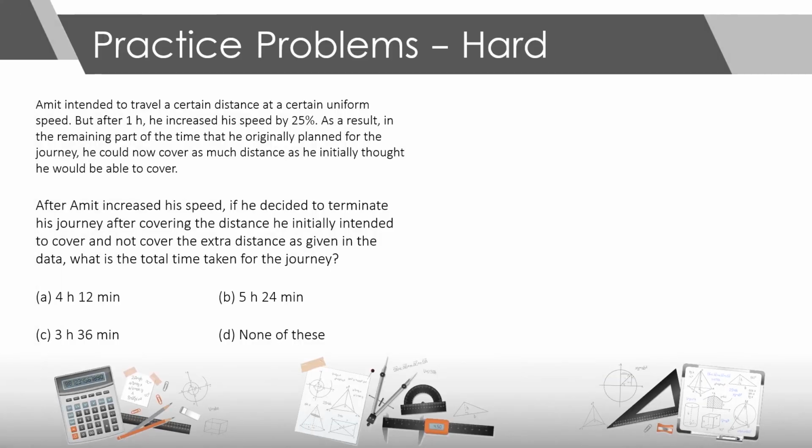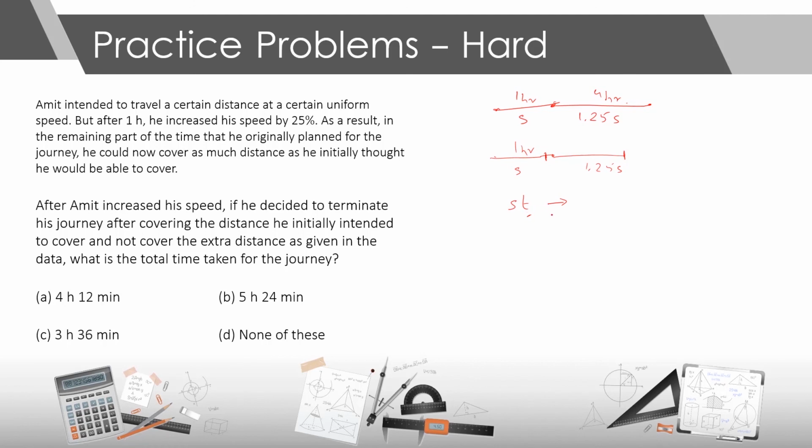In the next part of this question, they are telling us that after Amit increased his speed, so for 1 hour he moved at S. For the next 4 hours, he was moving at 1.25 S. But now they are saying that if he decided to terminate his journey after covering the distance that he initially intended to cover and not cover the extra distance, what will be the total time taken for the journey? So, initial distance, which was S into T, so ST was the distance that he wanted to travel. Now, that is the distance that he is going to travel only. He will not travel for the entire 4 hours at a speed of 1.25 S. So, if he is covering only ST, what is the time taken?